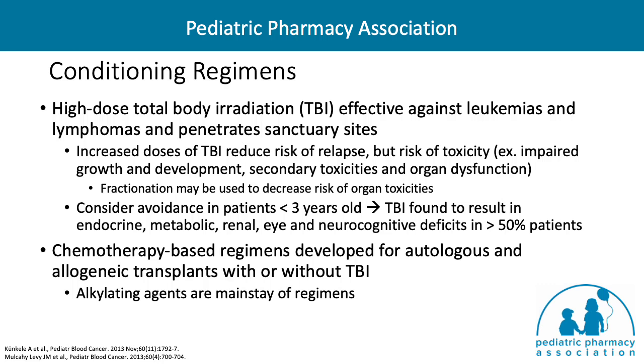But TBI has been found to result in endocrine, metabolic, renal, eye, and neurocognitive deficits in greater than 50% of patients. So it's considered to avoid TBI in patients that are less than 3 years of age. Another way to mitigate toxicity of TBI is to use it with chemotherapy agents. And chemotherapy agents can be used without TBI or alone for conditioning. Alkylating agents are going to be the mainstay of chemotherapy-based regimens, as we will see in the next few slides.